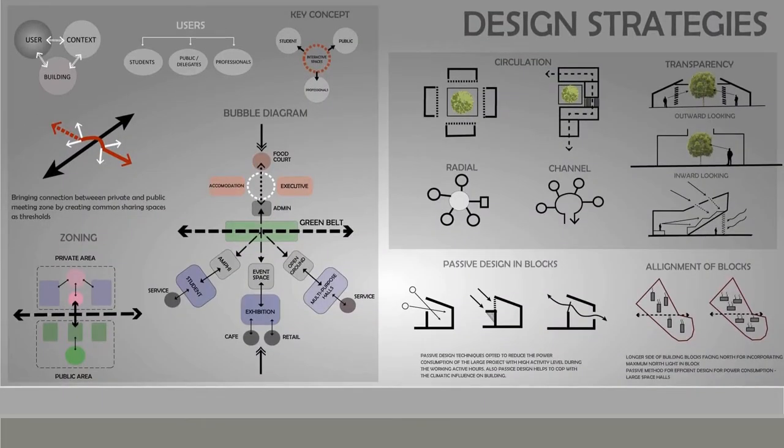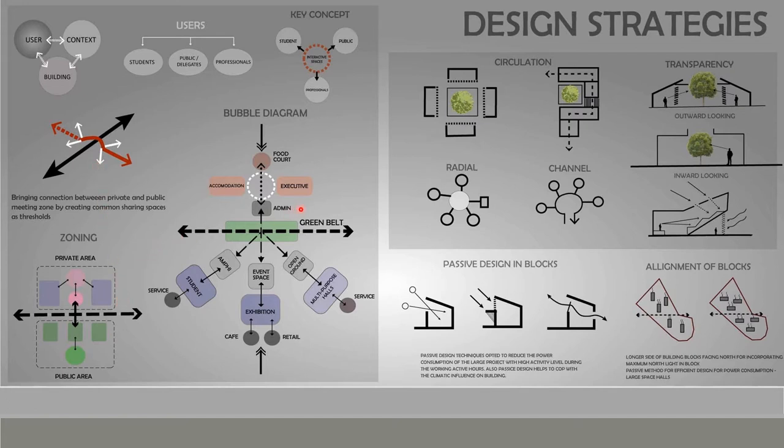Design strategies. The key concept of the project is to connect users, context and building. This is done by bringing connection between the private and public meeting zone by creating common sharing spaces as thresholds. Common sharing space here is taken as a green belt which separates the private and public zone.